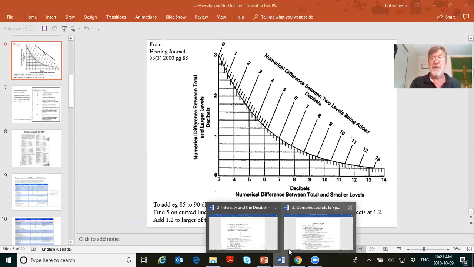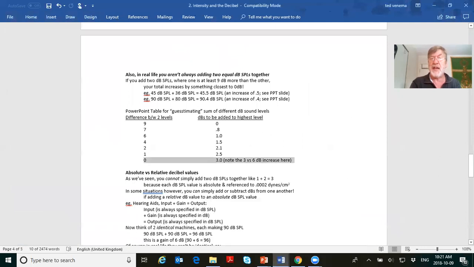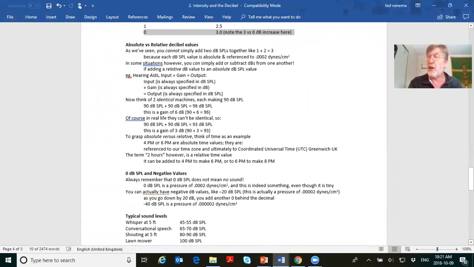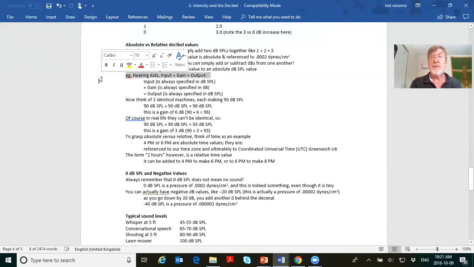Okay, there's something else in this unit that's very important, and that's absolute versus relative dB values. And put a star by this one here. Very important on the midterm. Hearing aids. Input plus gain is output. You've got 2 different decibel values. One's dB SPL and one's dB.